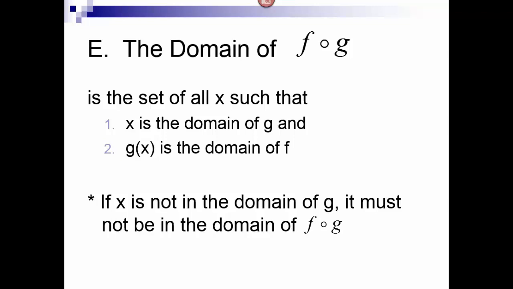The domain of a composite function is the set of all x such that x is in the domain of g and g of x is in the domain of f. If x is not in the domain of g, then it must not be in the domain of the composite of f of g.